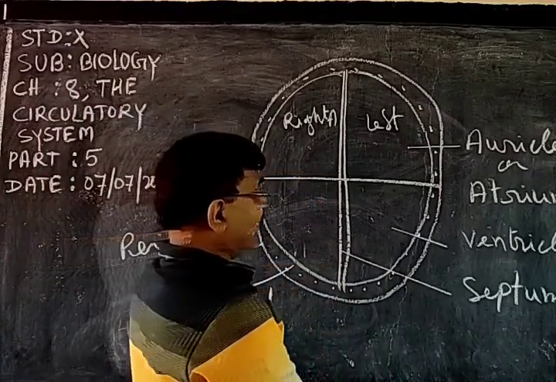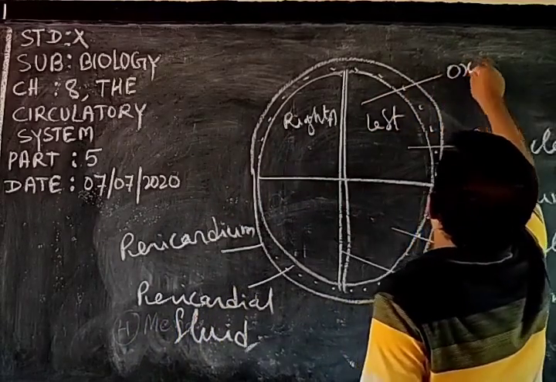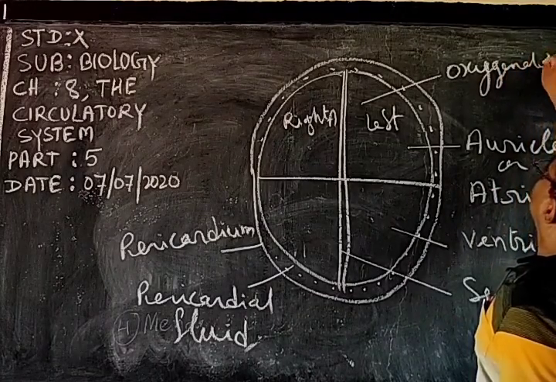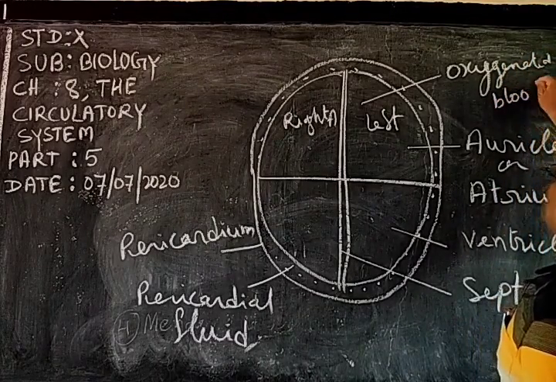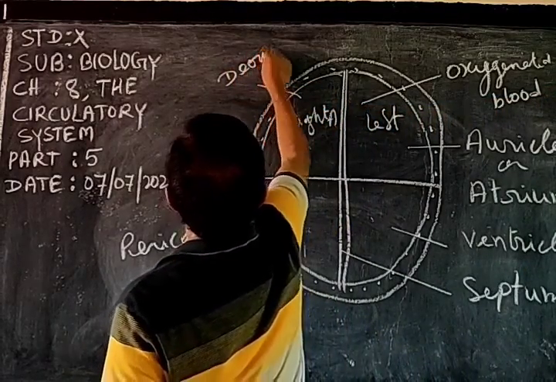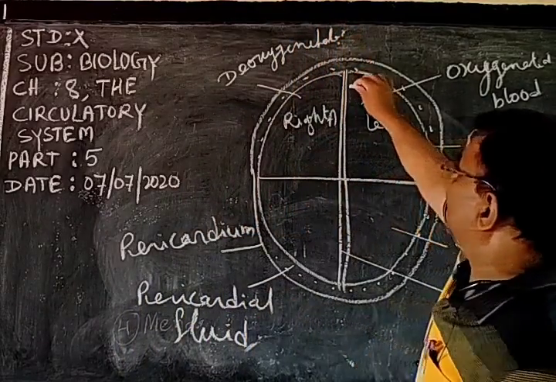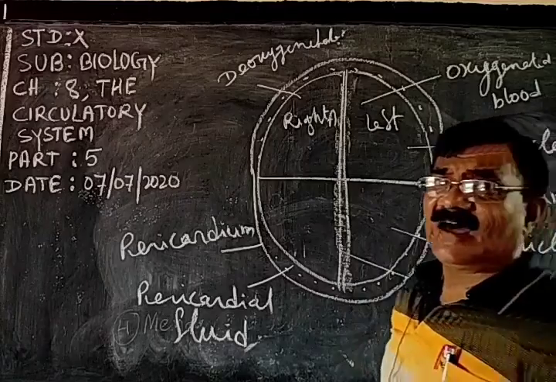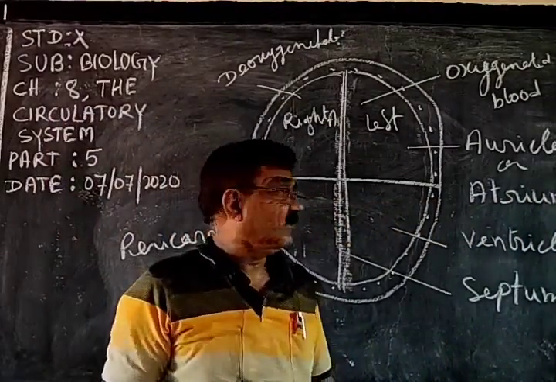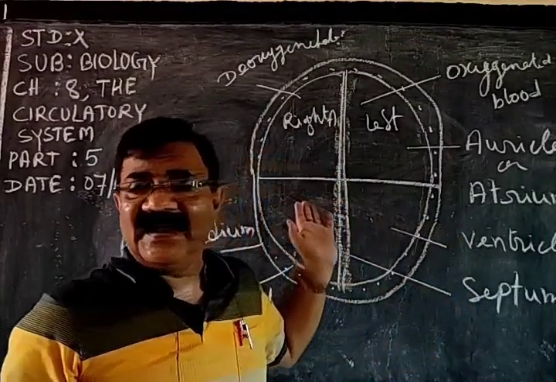Left side of the heart has oxygenated blood, and right side contains deoxygenated blood. And this septum does not allow the oxygenated blood to mix with the deoxygenated blood. Left side has got oxygenated and this side deoxygenated.